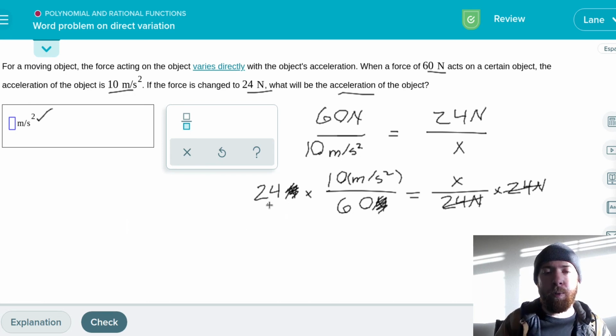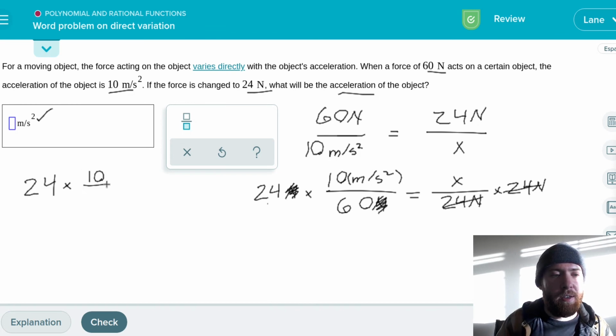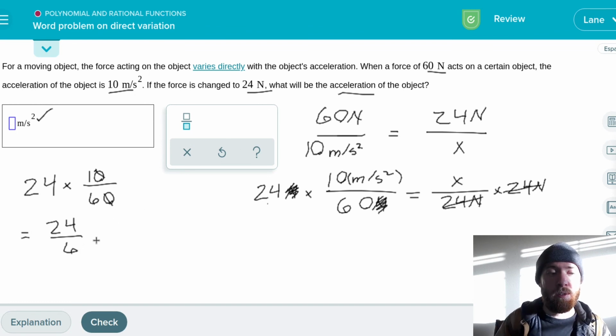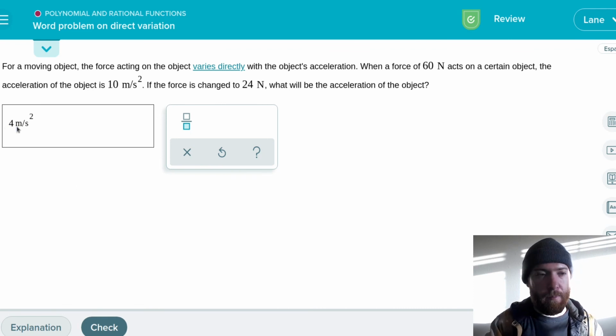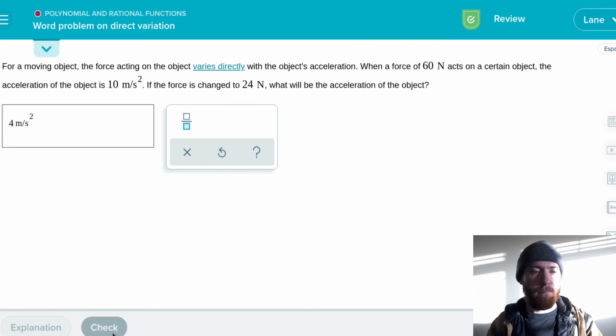So our answer is going to be 24 times 10 divided by 60. Again, I don't think we need the calculator for that. We can do this. The 0 can cancel out, right? So this is 24 times 1 over 6, which is 24 over 6. What's 24 divided by 6? 4, right? So I think our answer should be 4 meters per second squared. Let's make sure that's right. 4 meters per second squared. Good deal. All right, I hope that was helpful for you.